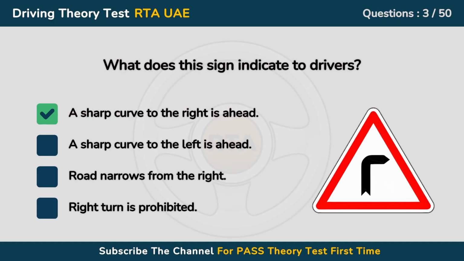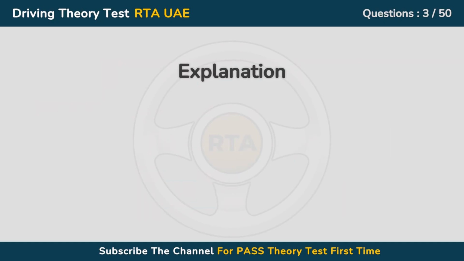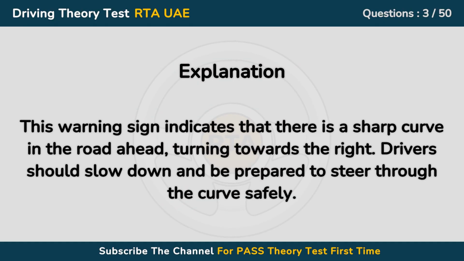Answer is A. A sharp curve to the right is ahead. This warning sign indicates that there is a sharp curve in the road ahead, turning towards the right. Drivers should slow down and be prepared to steer through the curve safely.